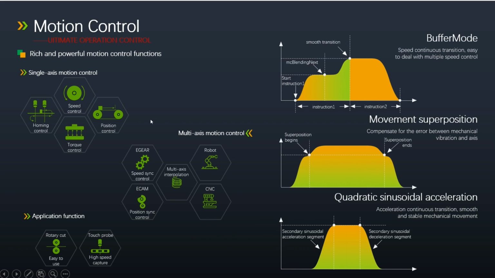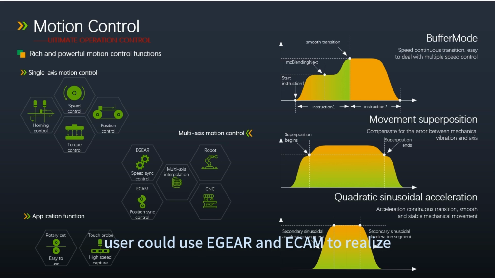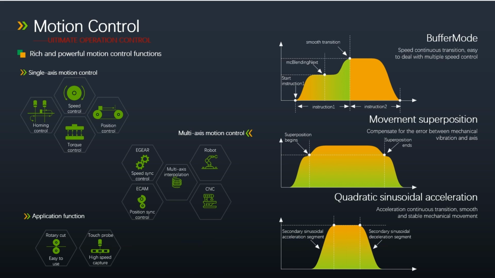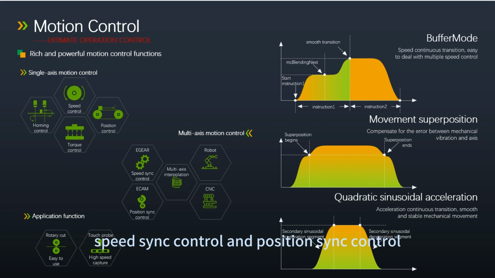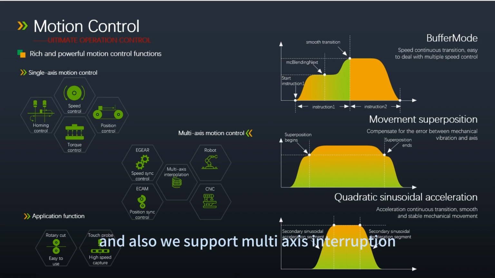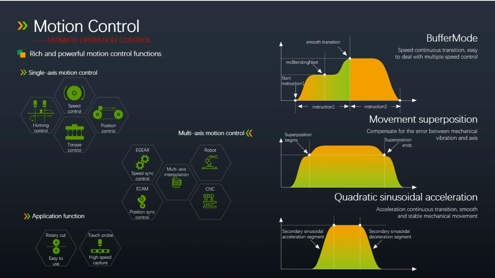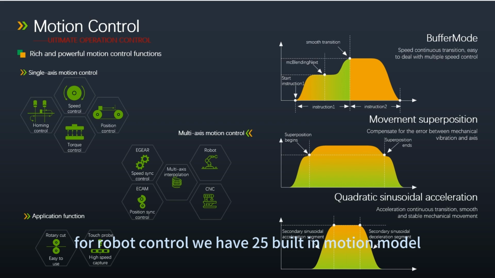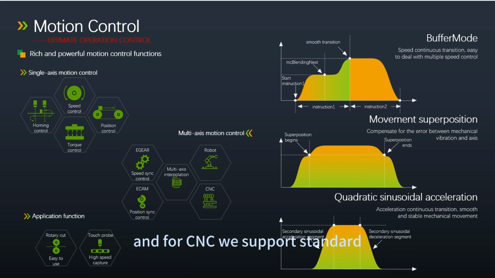Multi-axis motion control. Users can use EG and ECAM to realize speed sync control and position sync control. And also we support multi-axis interpolation, robot control, and CNC control. For robot control, we have 25 built-in motion models, and for CNC, we support standard G-code. And last, for application functions, we support things such as rotary cutting and torch probe.